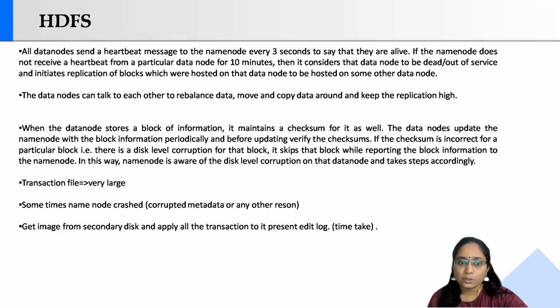When the data node stores a block of information, it also stores checksums, mainly for handling errors. Suppose any block is incorrect, maybe some corruption has happened and the data is corrupted. That information is sent to the name node, so it is aware of the data corruption and can take steps accordingly with the help of error correction methods. Sometimes the name node also crashes, meaning the metadata is lost. So we recover the data from the secondary disk and then apply all the transactions from the edit log.